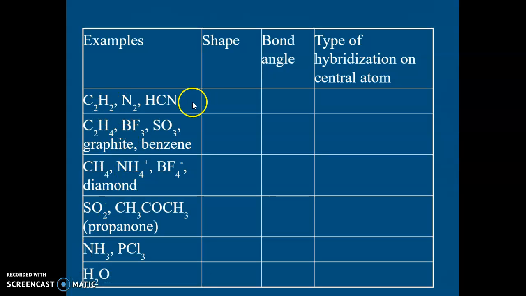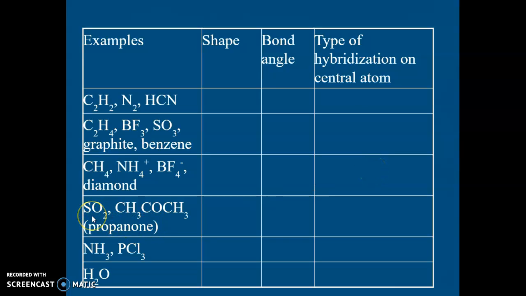So these three are all linear molecules with a bond angle of 180. So the type of hybridization is sp, 2 electron domains, so sp. These 3, 4, 5 even, are all trigonal planar. 120-degree bond angle, so sp2. You can follow the pattern. These are all tetrahedral, 109.5, sp3.